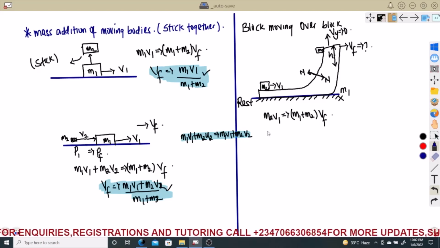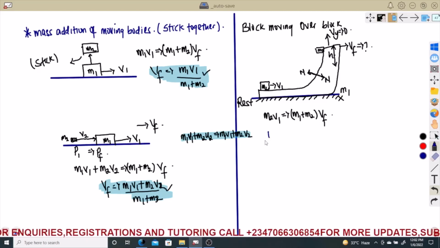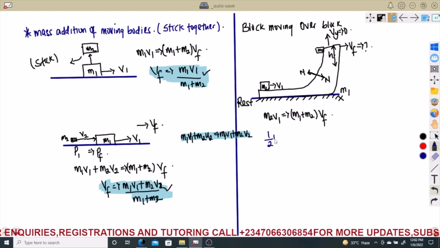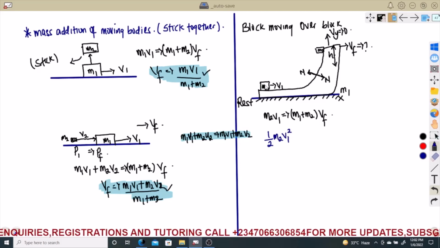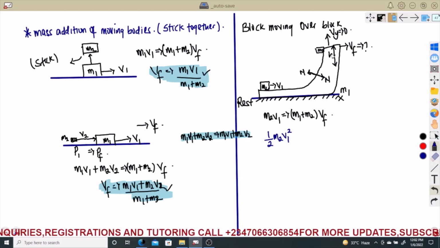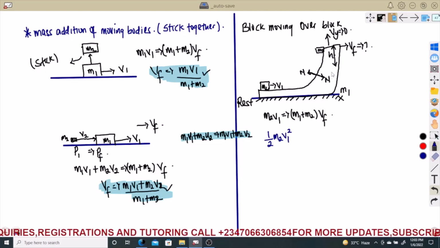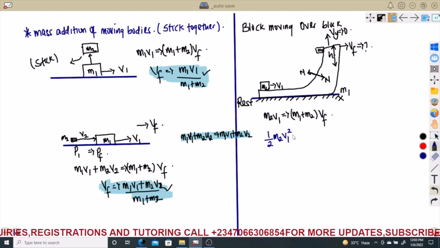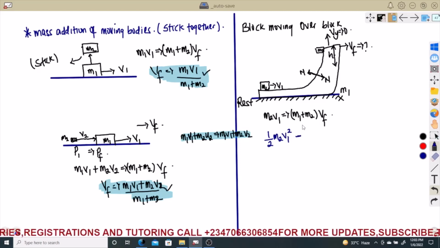I'm waiting for this to come up. It has come back. So the initial kinetic energy is half, everybody knows kinetic energy is half mv squared. So we have half m2 v1 squared. Now, you can see the body is moving up. Here, the body is doing a negative work, like it is going against gravity. When a body is going against gravity, instead of it being plus, it should be minus. Please, I just want you to understand this short concept.